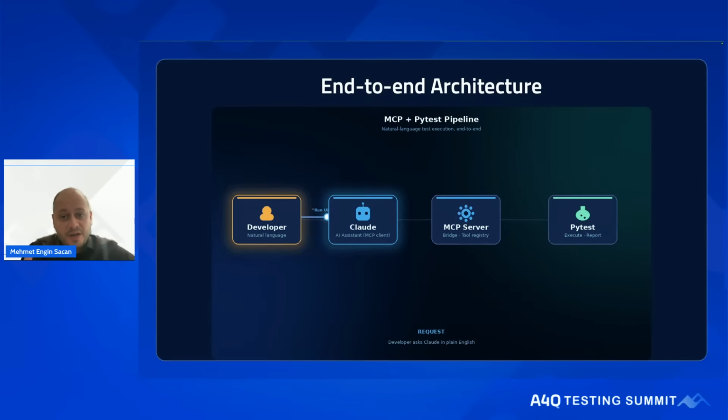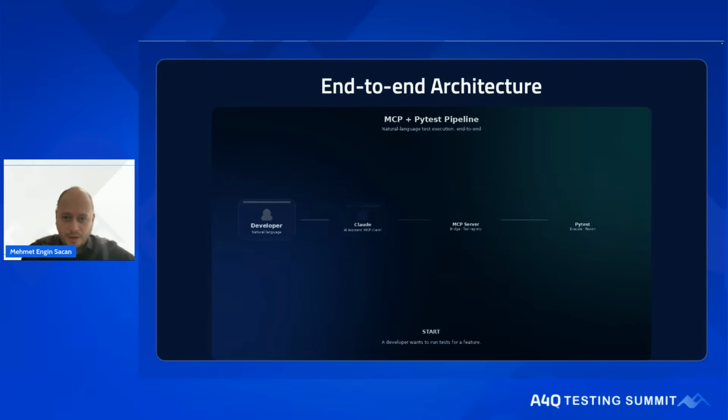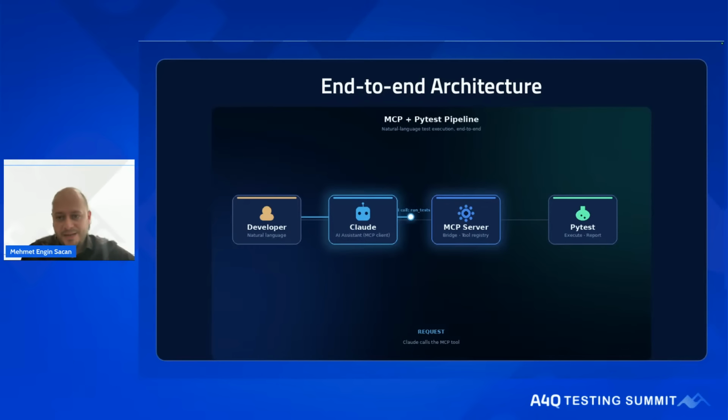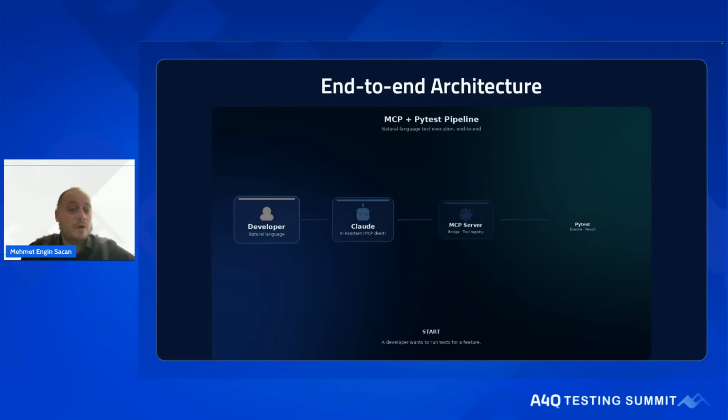There are 3 notable things in this flow. One, there are 0 custom integrations. Anthropic's SDK does the protocol work. Two, latency is dominated by Pytest itself. MCP adds about 15 milliseconds. Three, it's stateful between turns. So you can say, show me the failure, and it picks up where you left off.